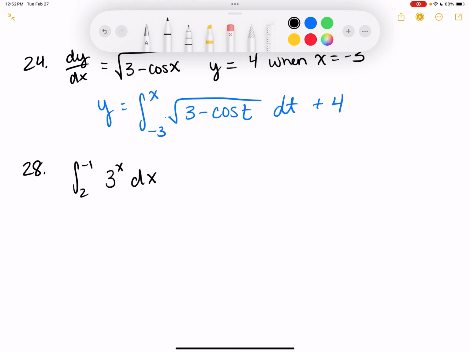Y'all don't know this one yet. I don't know why it's in this section. Okay, I'm just going to tell you what it would be. You'll learn it later. We'll learn a bunch of the antiderivatives of things later.